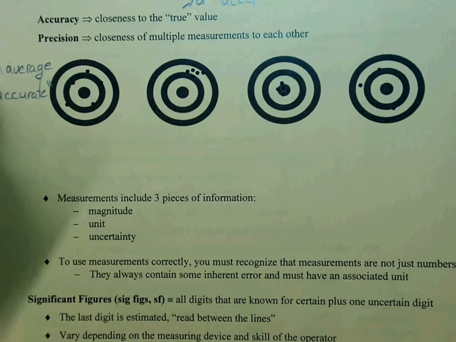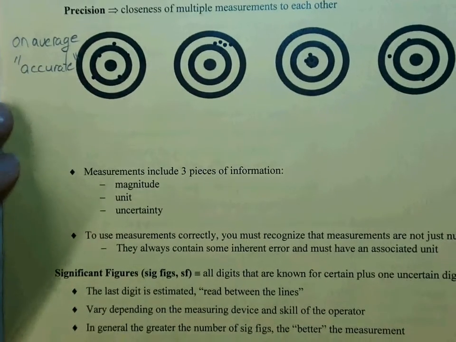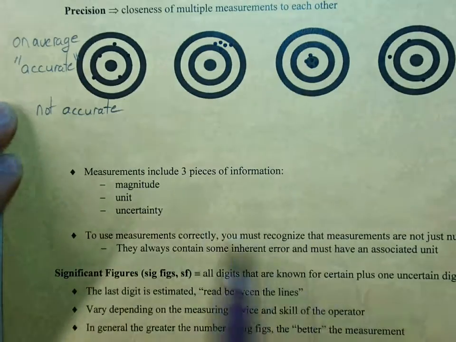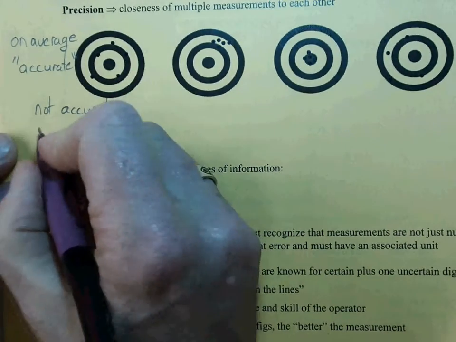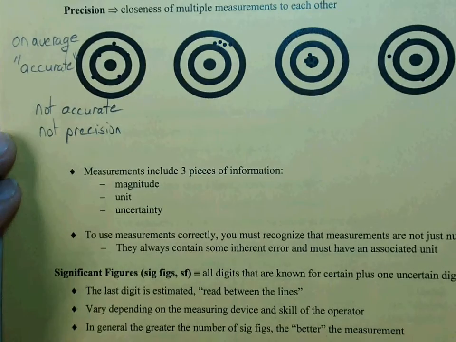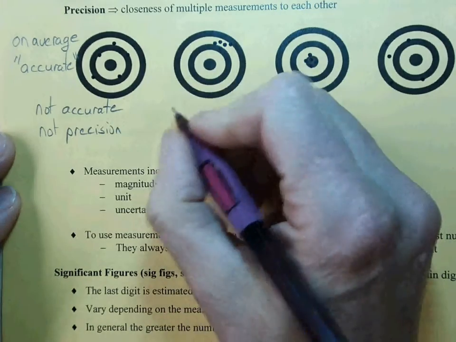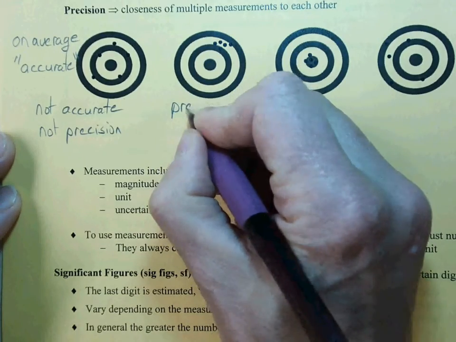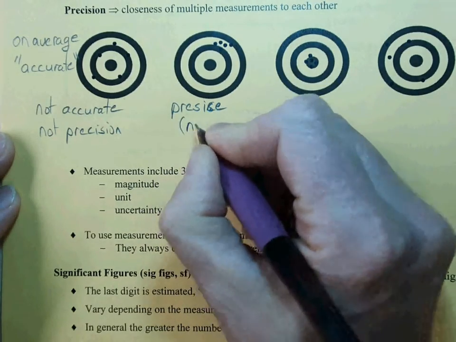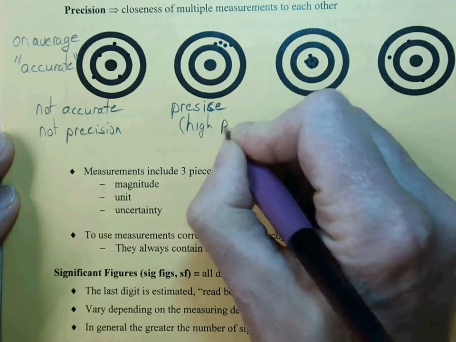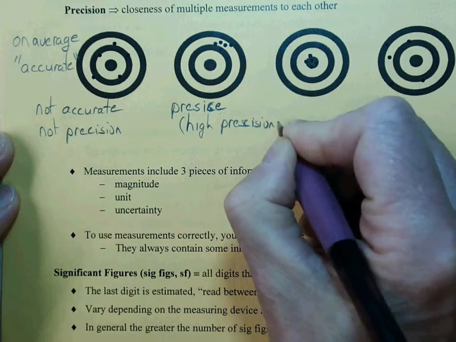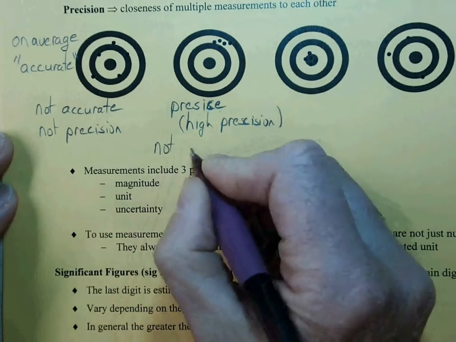However, we really don't have time typically for multiple measurements, so I would argue that this cartoon represents measurements that are not accurate and not precise. There's a very broad spread in where these measurements are. Here represents a very precise set, so you can either say precise or you can say that there's high precision. Same thing, if I could spell, P-R-E-C-I-S-I-O-N. However, this is not accurate.